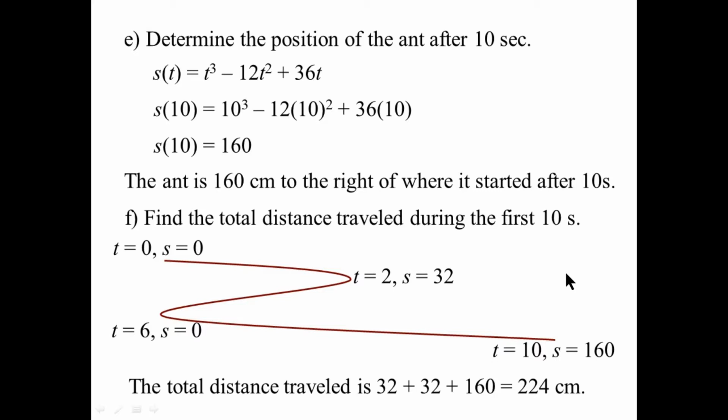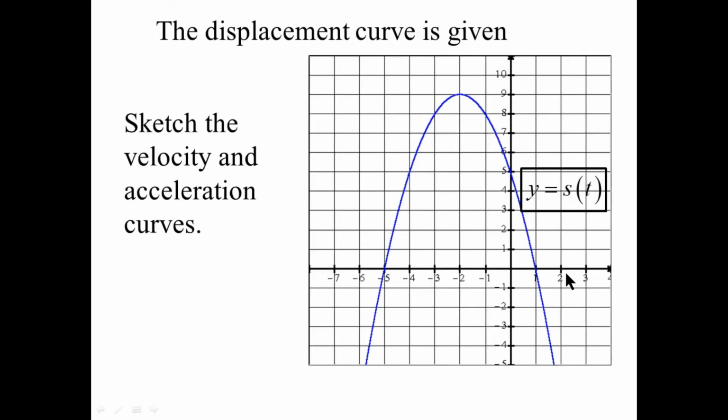Typical velocity and acceleration type questions. Okay, the displacement curve is given. This is displacement, the displacement curve. It looks like a parabola. It opens down. It's y equals s of t. Sketch the velocity. Well, the derivative of this. Well, we know the derivative of a parabola is a line. Witness y equals x squared, so y prime equals 2x.